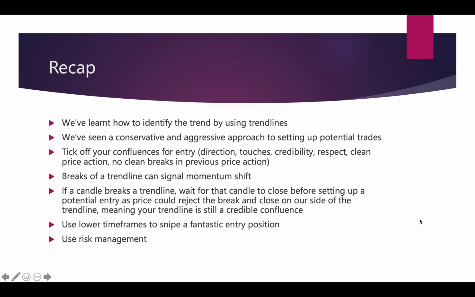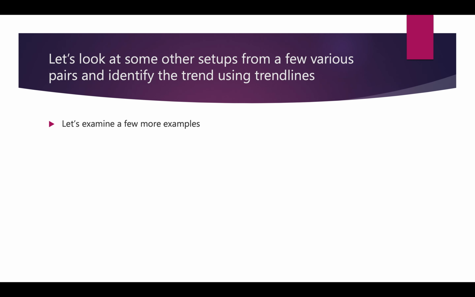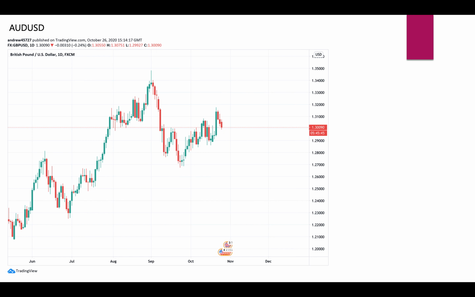And remember, accuracy when drawing trend lines is a good thing, because it ups credibility and you don't miss trades. You could miss trades just where you've drawn that trend line, okay? Just remember that. So we're going to look at some other setups from a few various pairs and identify the trend using trend lines, just so that if you've never seen a trend line before, you get familiar with what a trend line is and how you should draw it. So let's examine a few more examples.